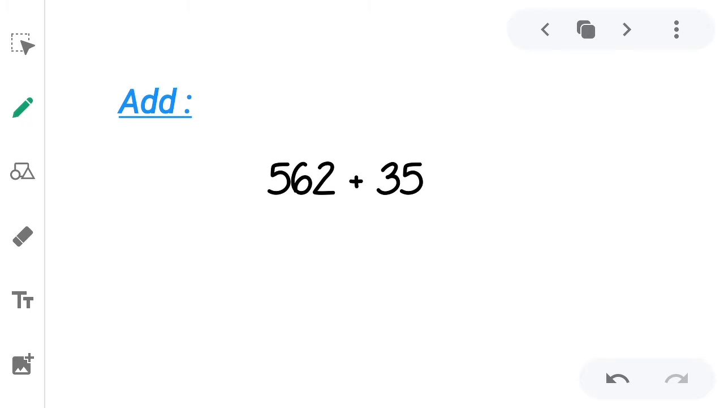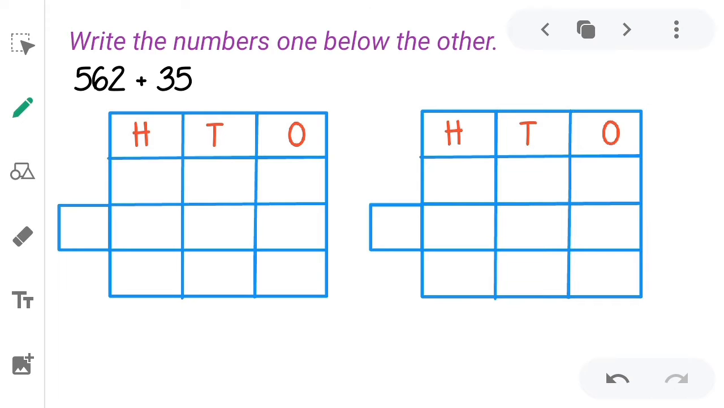So let us take one more example of this type. We have 562 plus 35. The first thing that we will do is, again the same way, we will write the numbers one below the other. So let us see how to write the numbers. We have 562. It has 5 hundreds, 6 tens and 2 ones. Now the second number is 35.